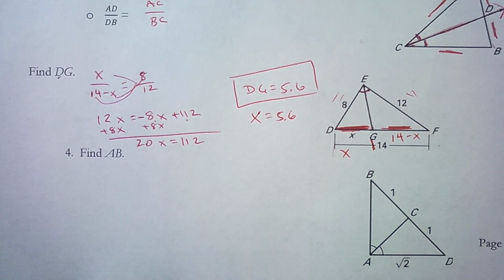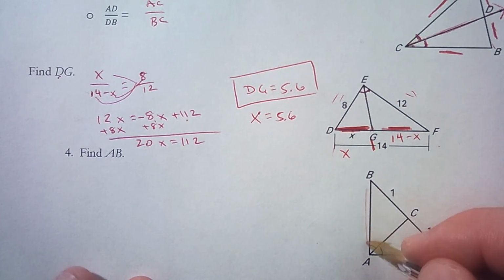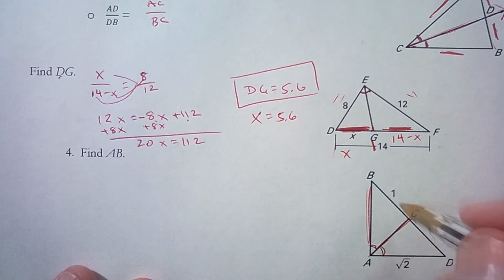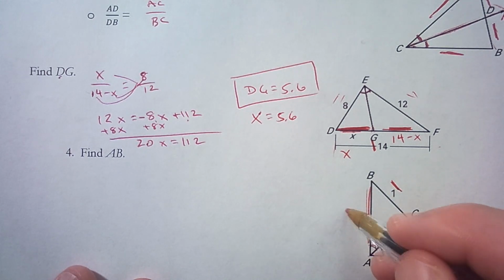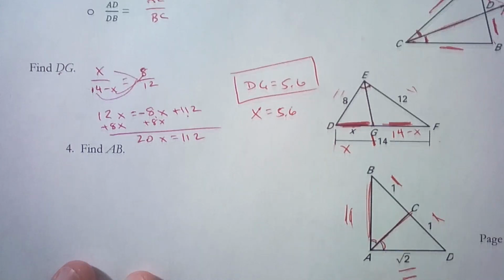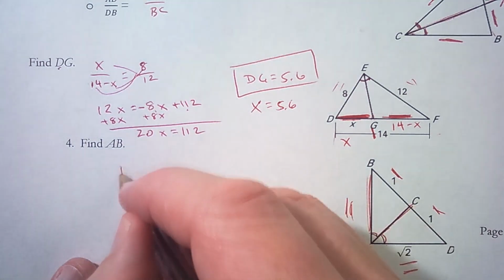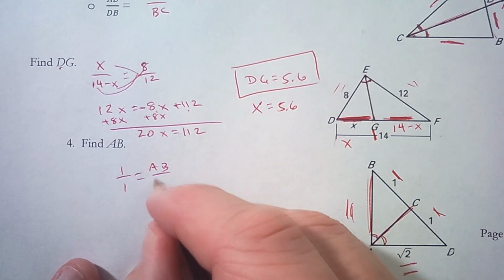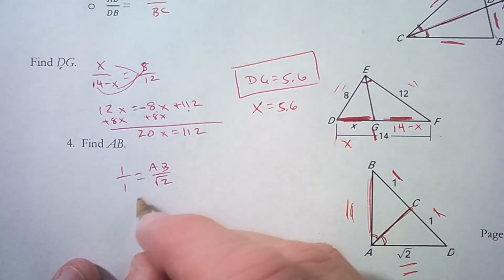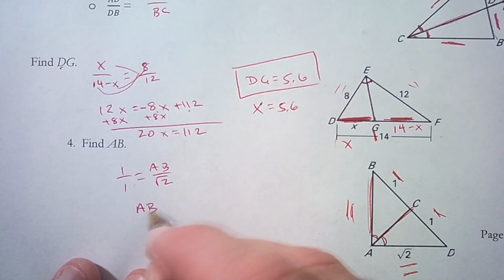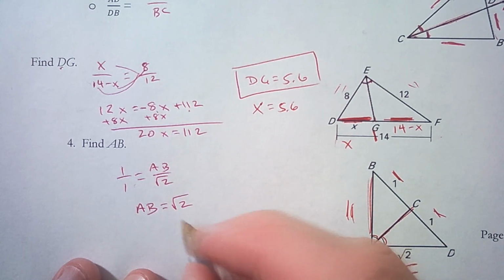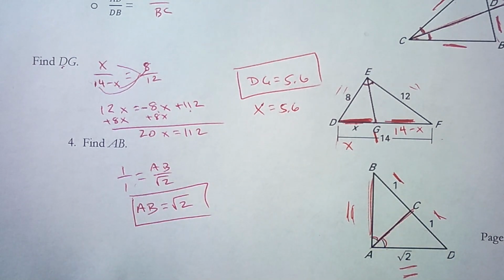And last, find the length of segment AB. So AB is right here. I've got a segment here that bisects an angle. So that means these two segments are proportional to these two segments. So 1 is to 1 as the length of AB is to the square root of 2. My cross products are 1 times the length of AB, which is just the length of AB, and 1 times the square root of 2, which is the square root of 2.